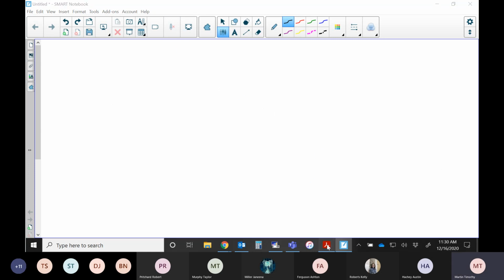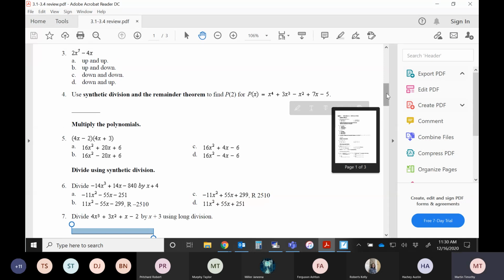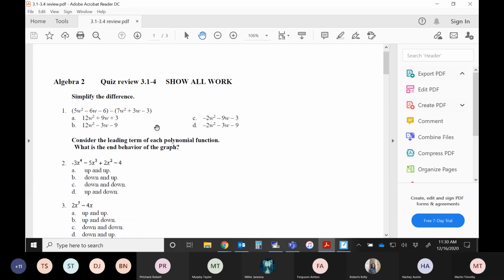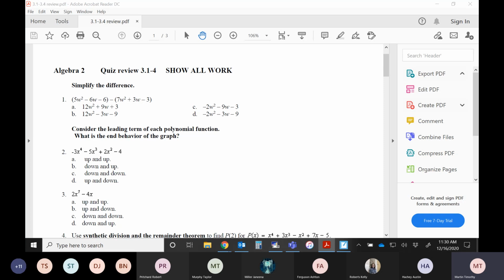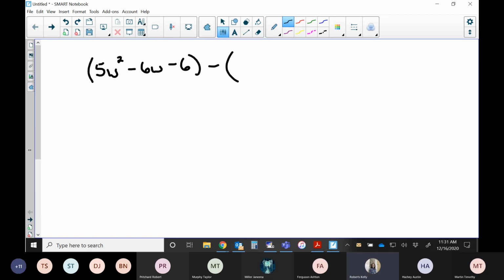Number what? 1. Sure. Can you read it to me? It says simplify the difference. 5w squared minus 6w minus 6, and then minus 7w squared plus 3w minus 3.